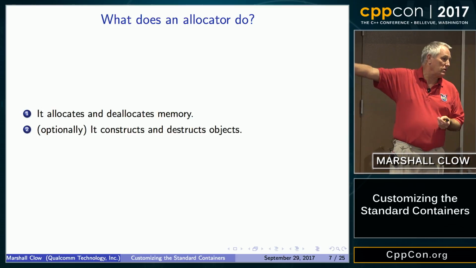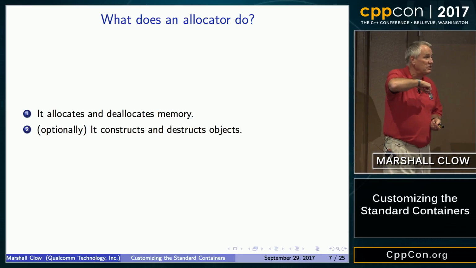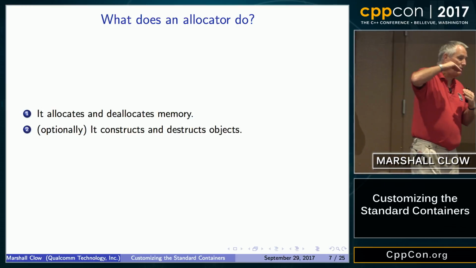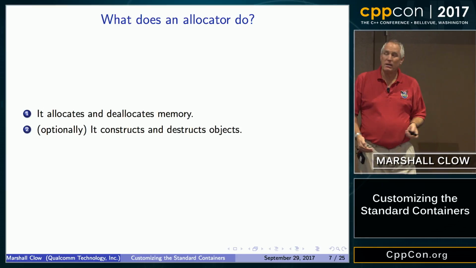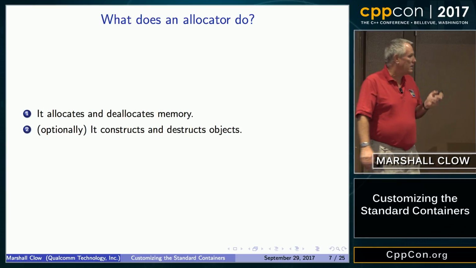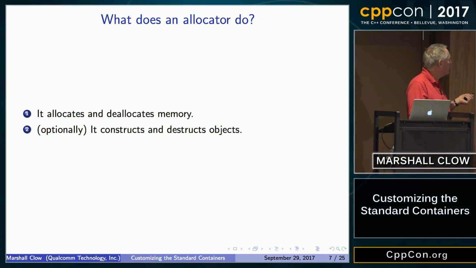And those are two separate calls to the allocator. And on the way out, the inverse is the same thing, but in reverse. The object is destroyed, and then the memory is freed. So you have allocate, deallocate, and construct and destroy. And construct and destroy are optional.